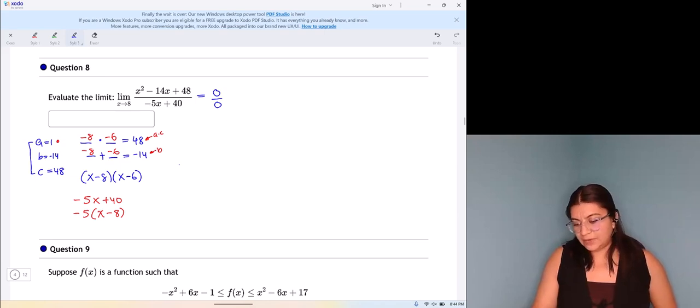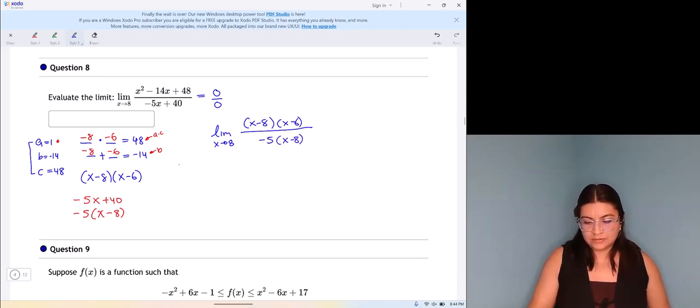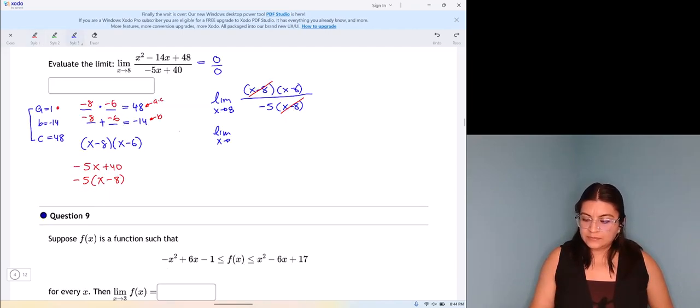Then we go back. We haven't taken the limit, so this is the limit as x approaches 8 of x minus 8 times x minus 6 divided by negative 5 times x minus 8. Notice how this cancels. So we have the limit as x approaches 8 of x minus 6 over negative 5. And now at this point, try direct substitution. We get negative 2 over 5.